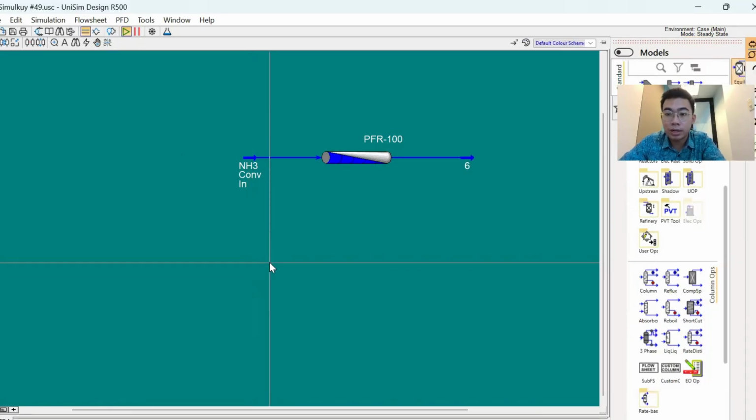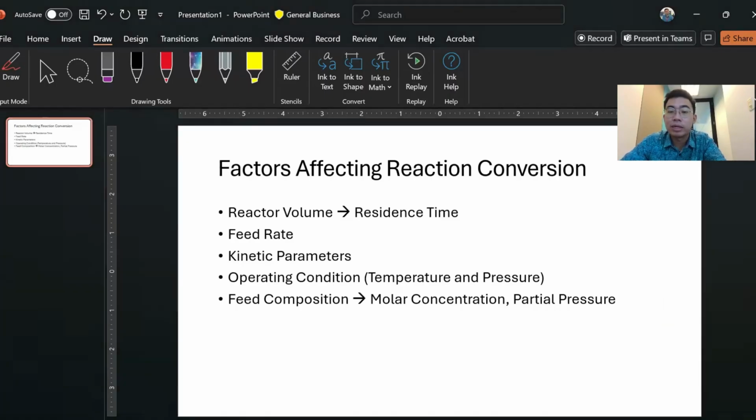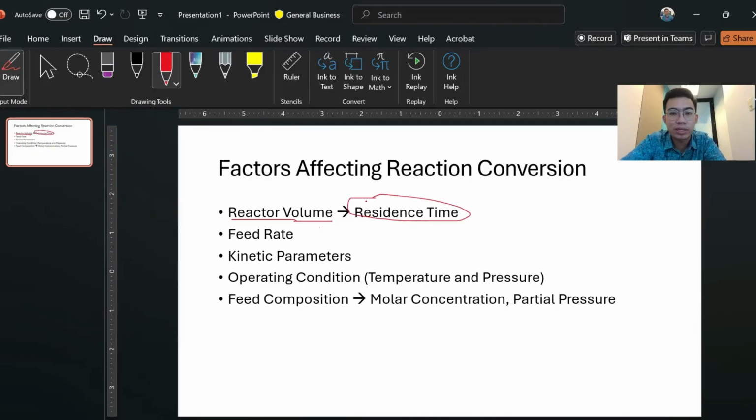All right, I will return to the simulation environment. Before we start to tune this reactor, I will refresh a bit about what actually affects the conversion of the reaction. First we have the volume of the reactor. If we have more volume, it means we have more residence time, and more residence time means there is more probability for the components to collide and react with each other. So it will make the conversion higher.